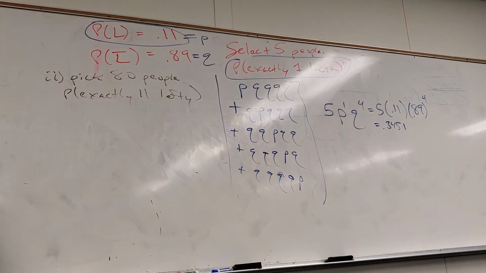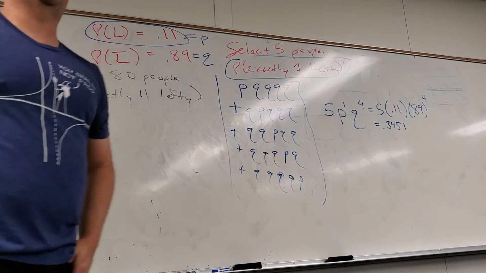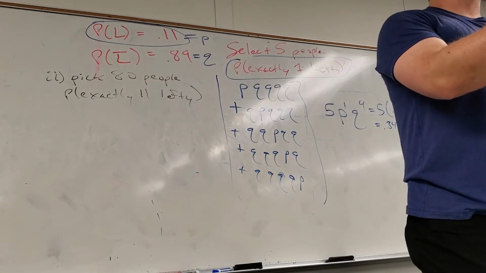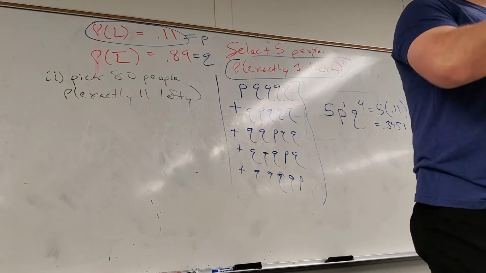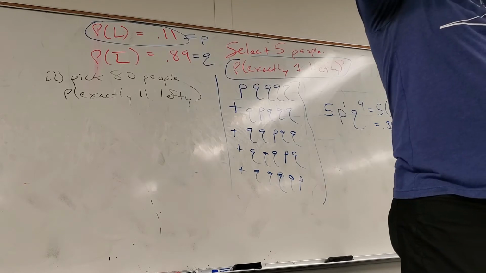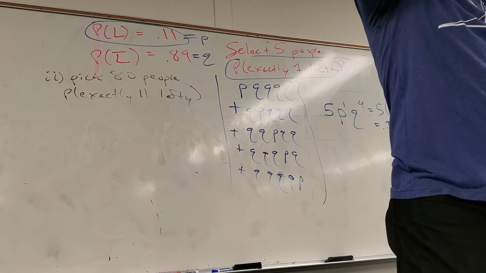Just think about this for a second. Now watch this. What can we write for sure? Do you know how long that list is going to be? Trust me, you don't know. Think about it for a second. I would have 80 spots, right? 11 of them would be P's. So how many Q's?